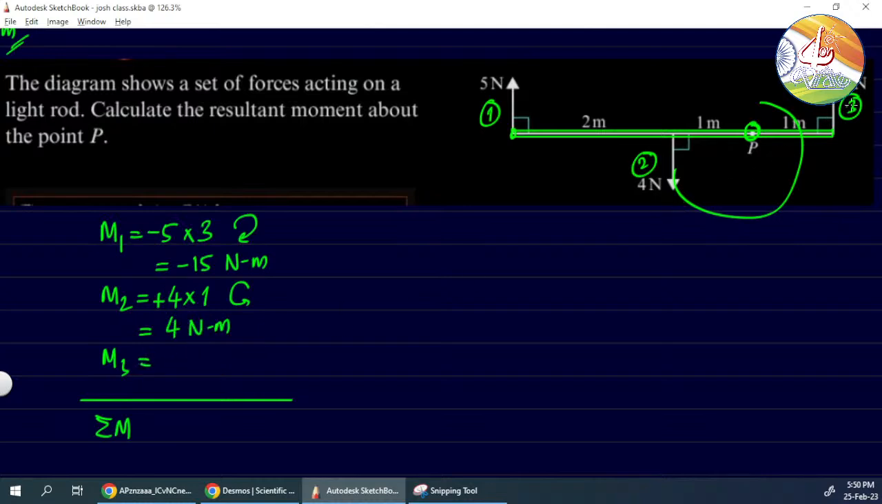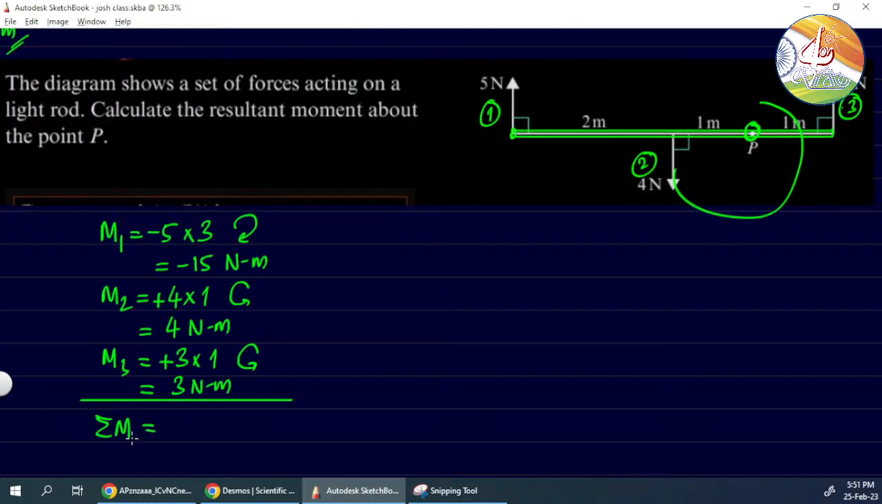Then the third force, M3, this one that is acting here, and the perpendicular distance is this much, so 3 times 1, and this is moving in anti-clockwise direction, and hence it is positive, so this is 3 Newton meter.